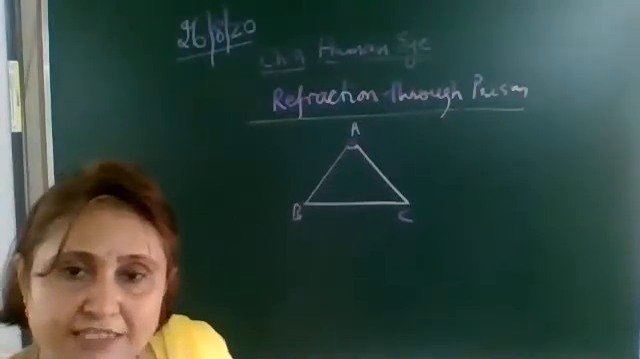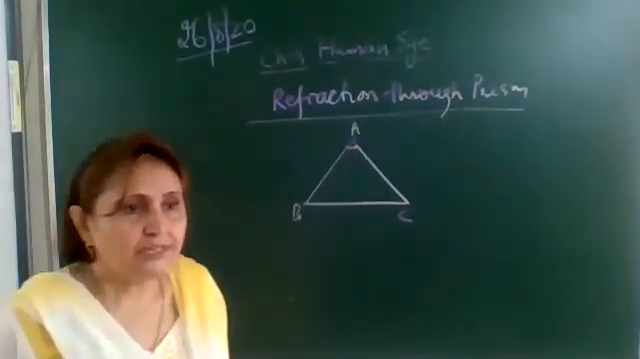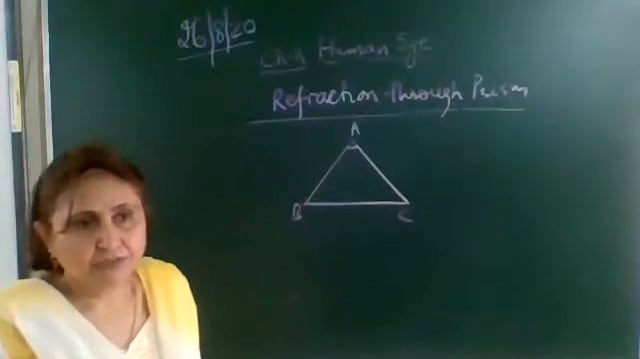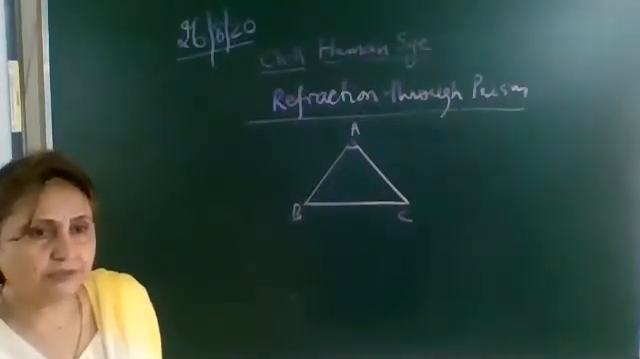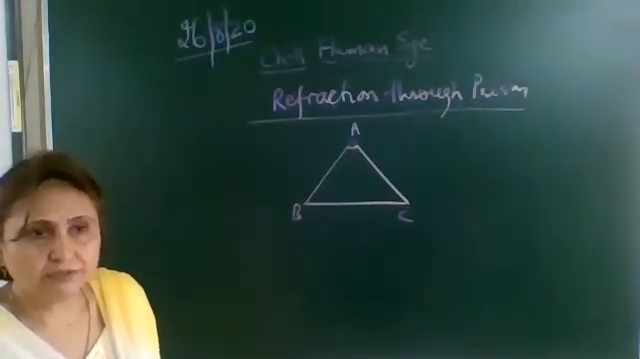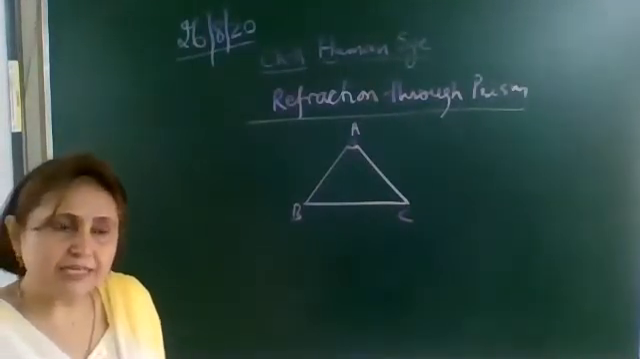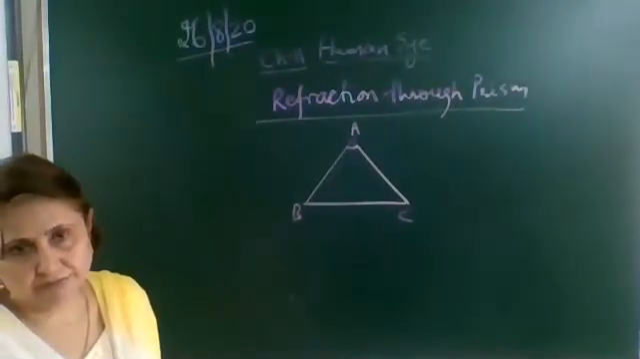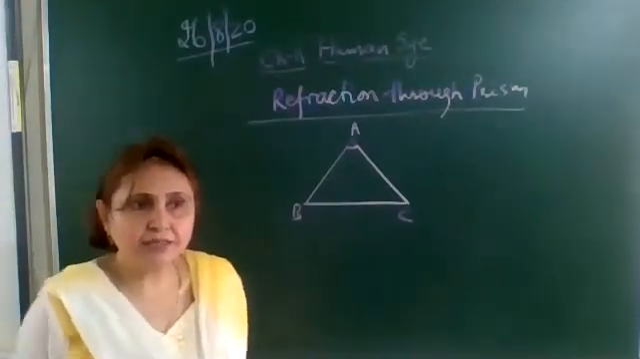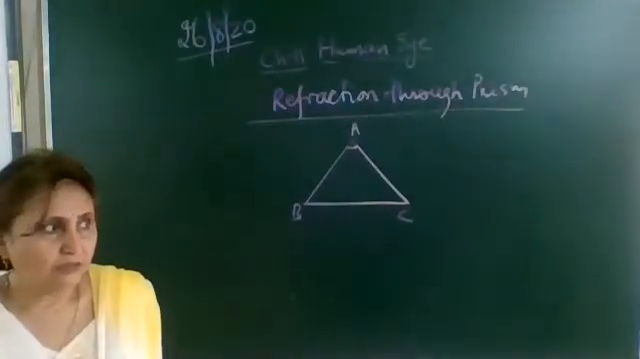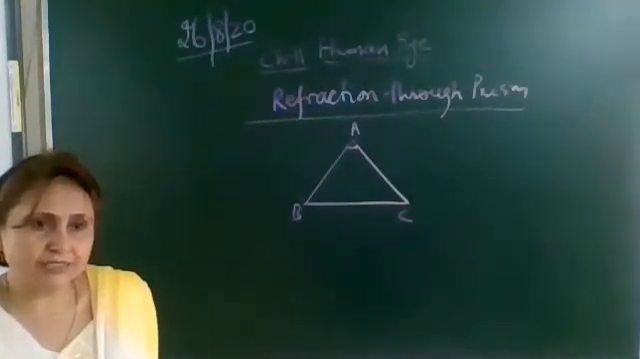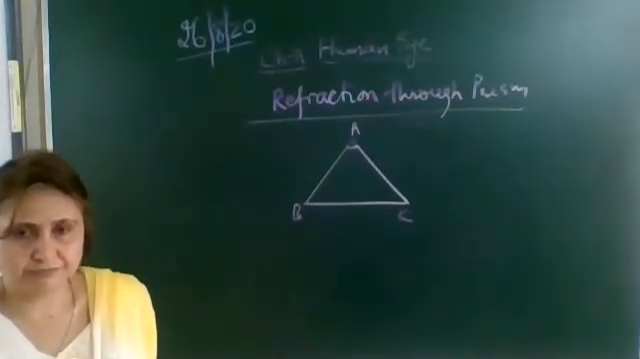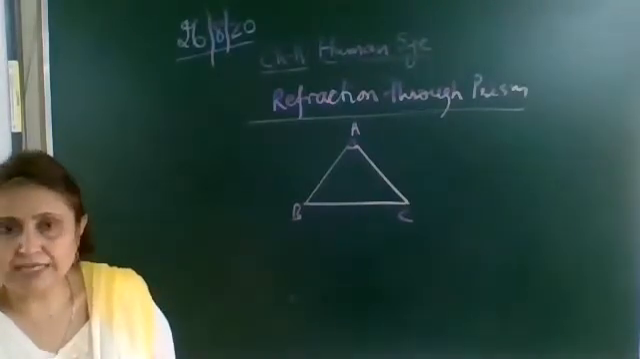Write down the refracting surfaces. The refracting surfaces are AB and AC, which meet at an angle A. This angle is called the angle of prism.